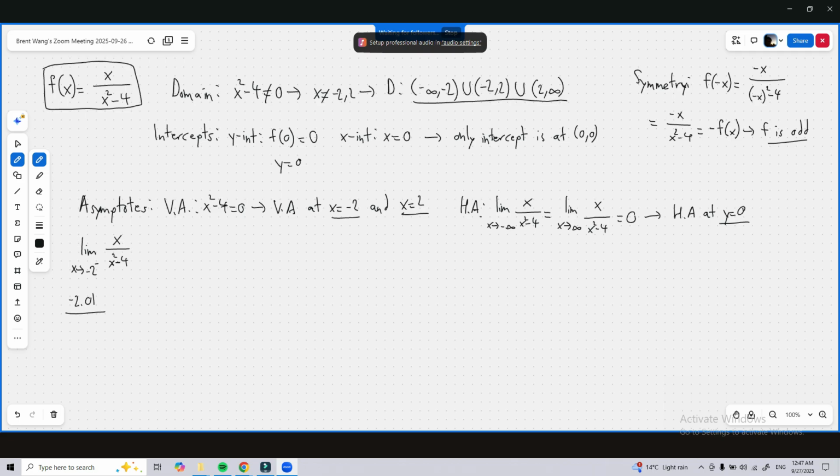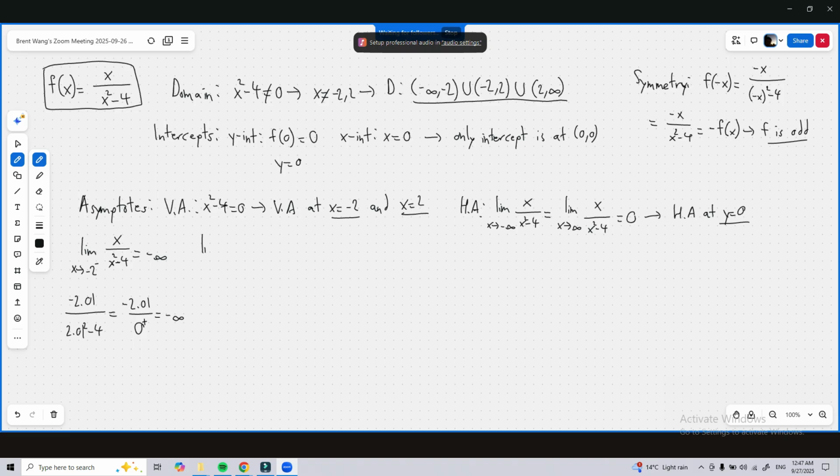-2.01 over 2.01 squared minus 4. It doesn't matter if this is positive or negative, because it's x squared. So then you're left with some negative number divided by a very, very small positive number, which is equal to negative infinity. So this is negative infinity.